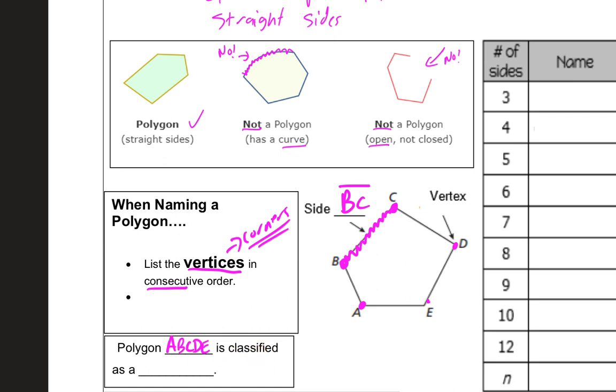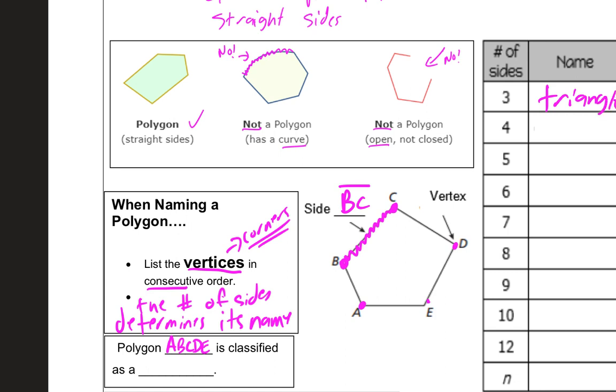And then its classification. How do we classify it? We classify it by the number of sides. The number of sides determines its name. Let's look at this right over here. What would we call that? Well, first the number of sides. 3 sides, we call that a triangle.